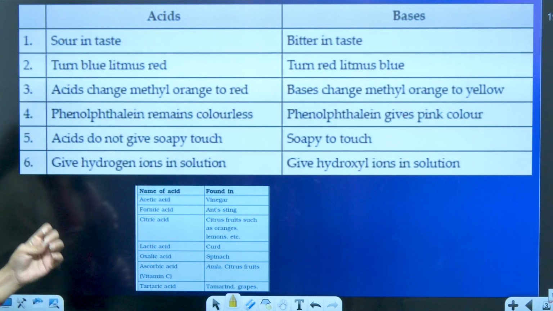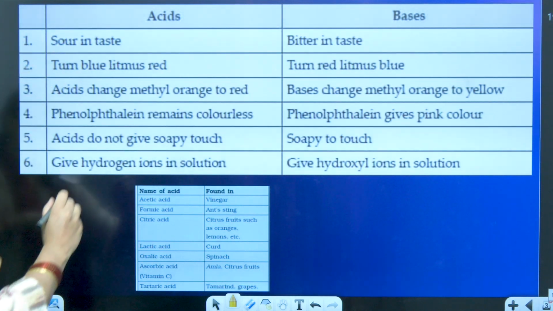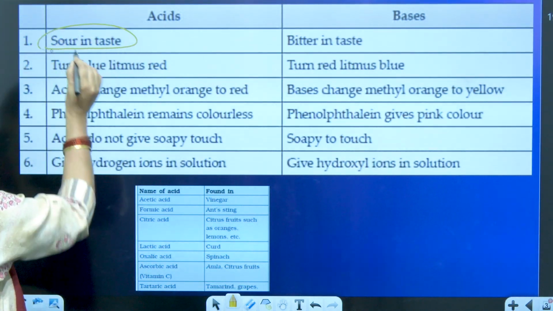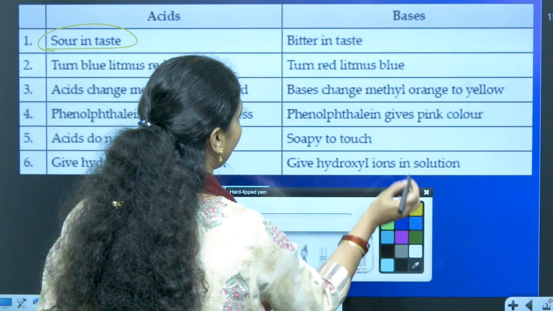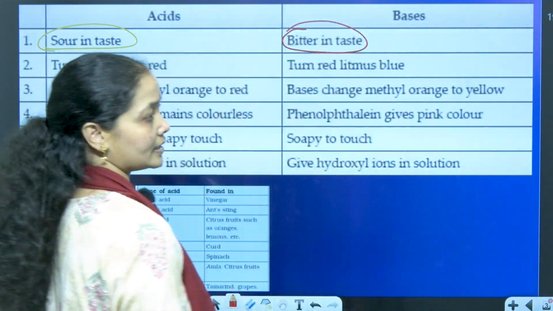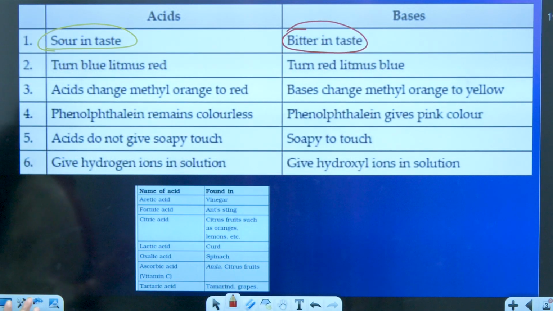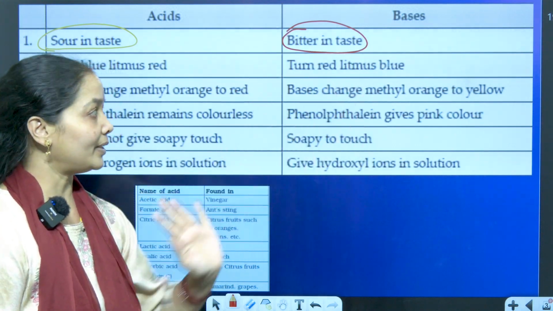So, if you want to understand what is an acid, acids are substances which are sour in taste. They are sour in taste, and bases are bitter in taste. The first difference between an acid and a base is this will be sour, that will be bitter.